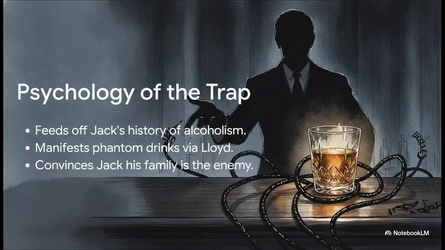So, what's the psychology behind this trap? Our academic source points out that the hotel uses addiction as its absolute primary weapon of control. It relentlessly feeds off Jack's history of alcoholism, his immense guilt over past failures, and his boiling, unaddressed anger. It literally manifests phantom drinks, remember those chilling scenes with Lloyd the bartender, offering Jack false comfort. It gives him what he desires most, just to control him, slowly convincing him that his true purpose lies with the hotel and that his own family is the enemy standing in his way.